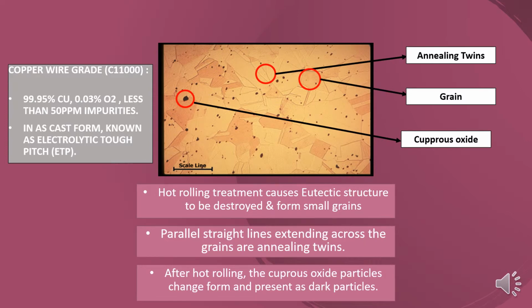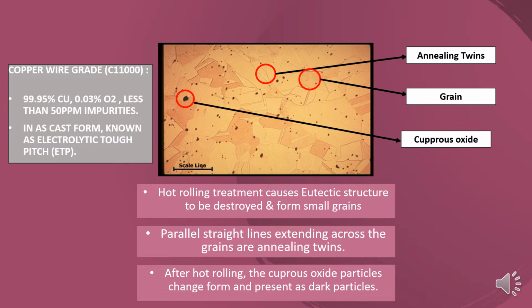How is the microstructure of copper wire? Usually copper wire will have the grade C11000. It is made out of 99.95% copper, and in its cast form it is known as electrolytic tough pitch.